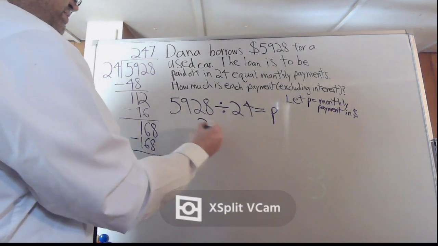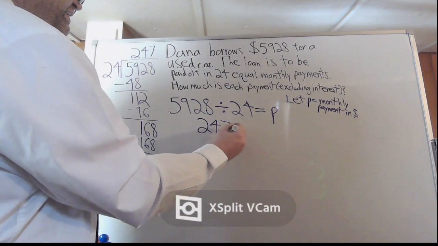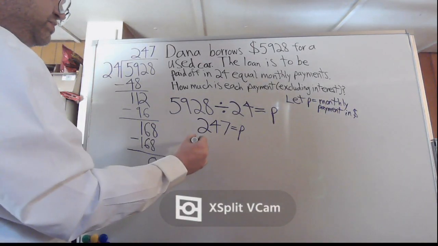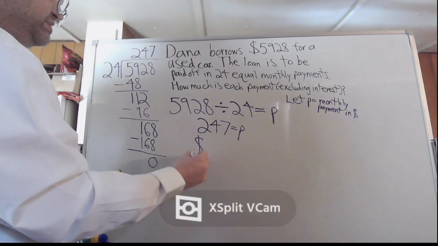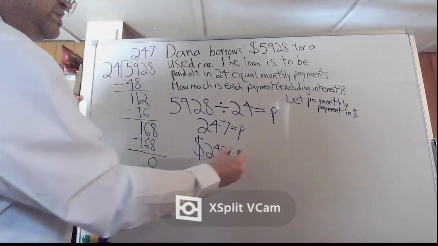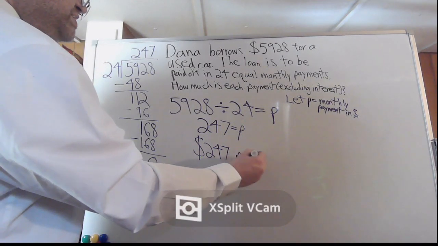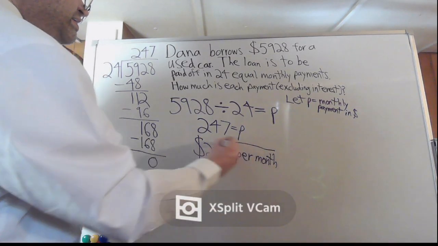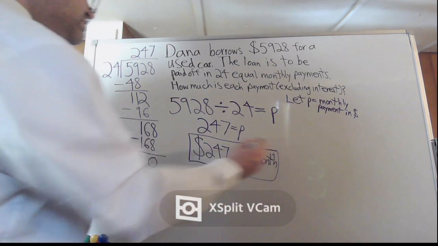So 247 equals P, which P represents your monthly payments in dollars. So it's going to be $247 per month. That's what you'll say. $247 per month. That would be your final answer.